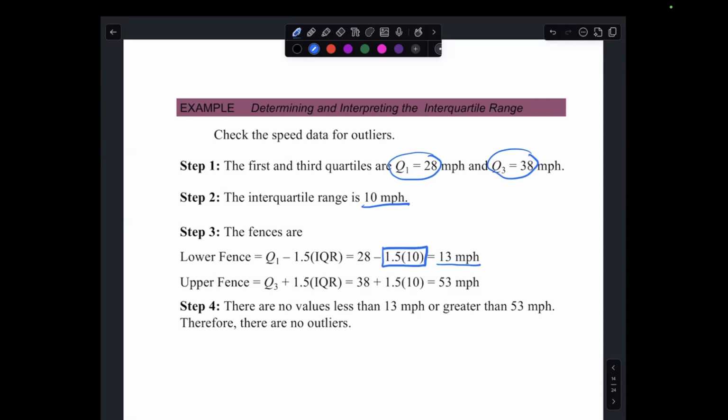Once again, 1.5 times my IQR, which was 10, added to 38. When I add that to 38, I get 53 miles per hour. If any of my cars went faster than 53 miles per hour, there would be an outlier. None of the cars were below 13 or above 53, so there are no outliers here. The collision data is going to be a whole different story. We're going to do that in a minute.